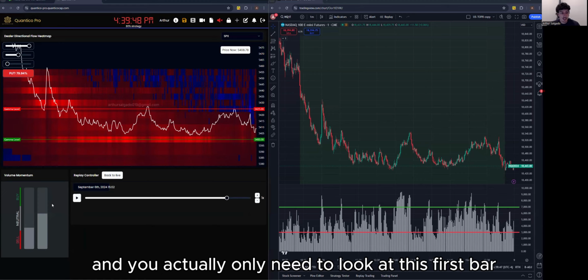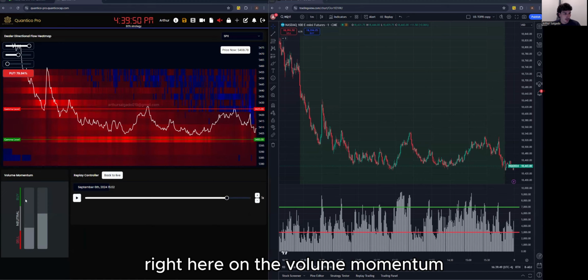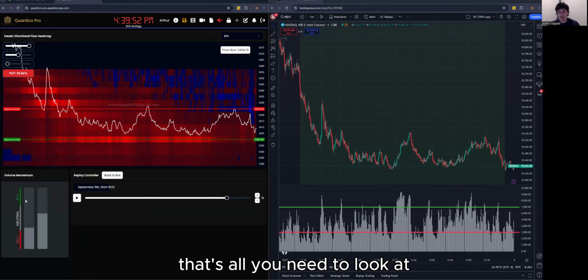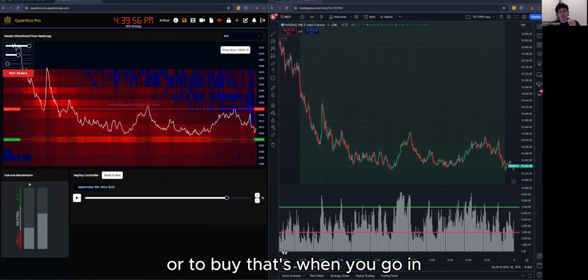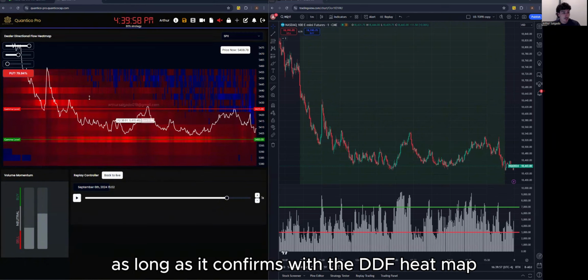And you actually only need to look at this first bar right here on the volume momentum. That's all you need to look at. So whenever this first bar is telling you to sell or to buy, that's when you go in, as long as it confirms with the DDF heat map. So let's go into our first day.